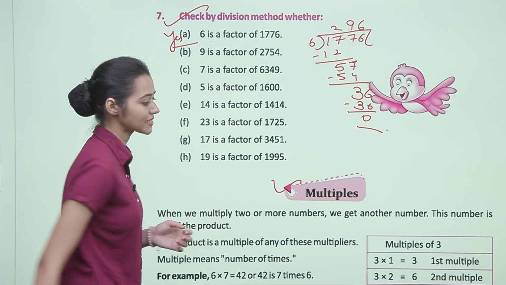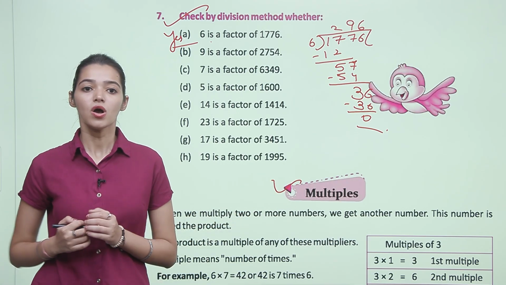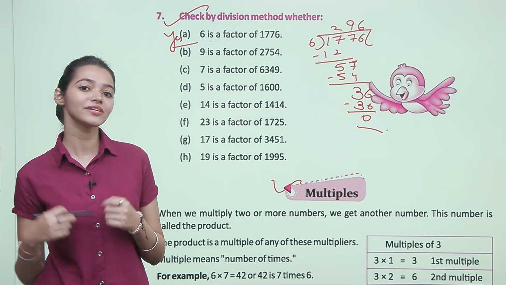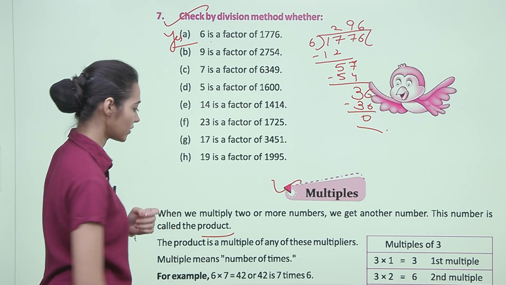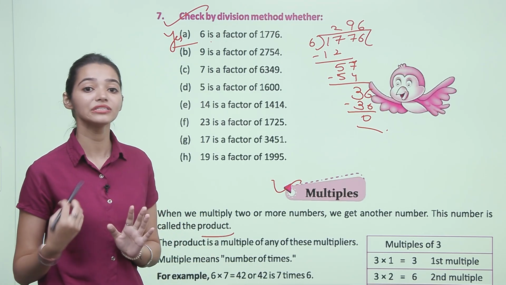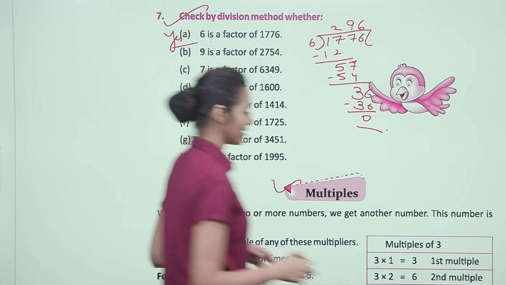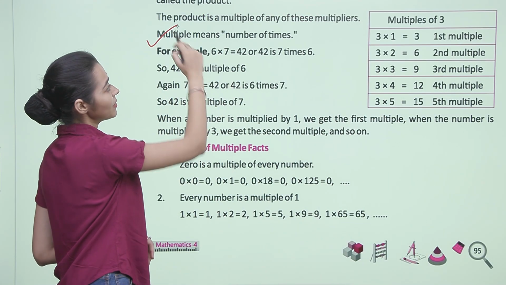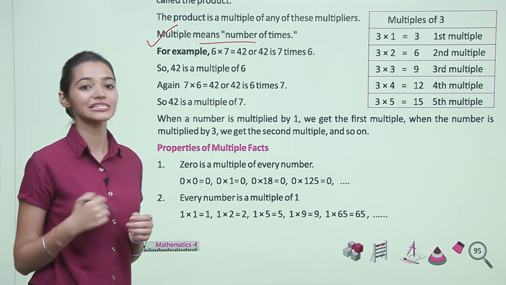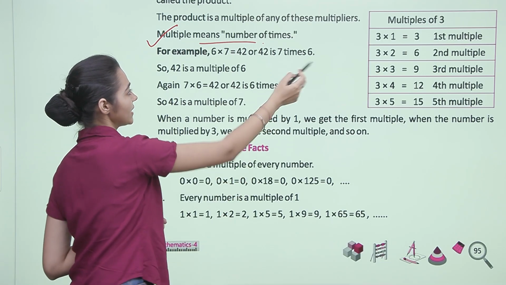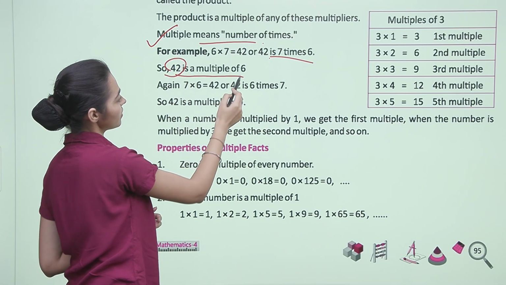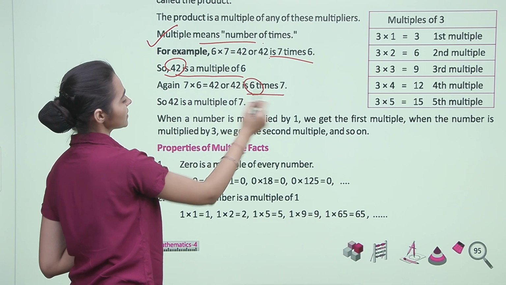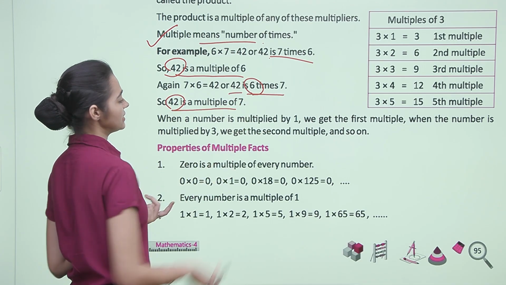Now the next topic is multiples. When we multiply 2 or more numbers we get another number, and that is called the product. The product is a multiple of these numbers, which are called the multipliers. Multiple means a number of times. For example, 6 into 7 is 42, that means 7 times 6 is 42. So 42 is a multiple of 6. Again we know that 6 times 7 is 42, so 42 is a multiple of 7 also.